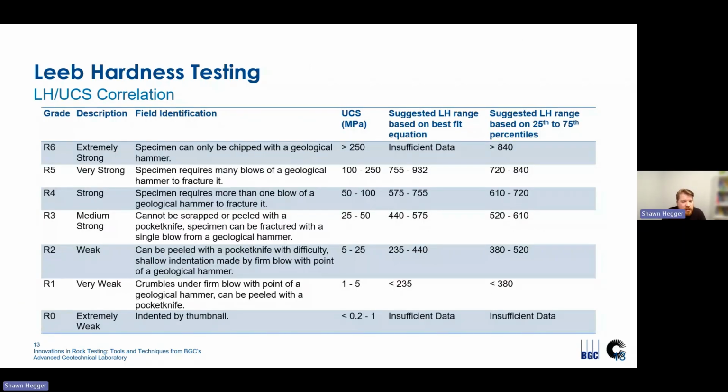An outcome of this study was the following table. This table summarizes the Lieb ranges for each ISRM field strength R grade based on the best fit correlations and box plots. As part of BGC's core logging procedure, field Lieb testers are now being brought to site investigation drill programs, along with this table to help field staff estimate rock strength in the field.